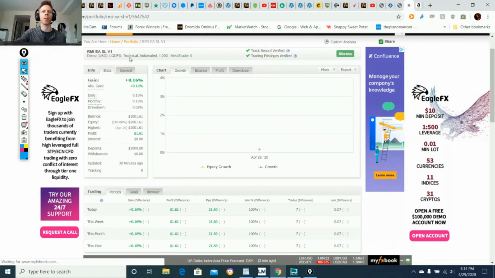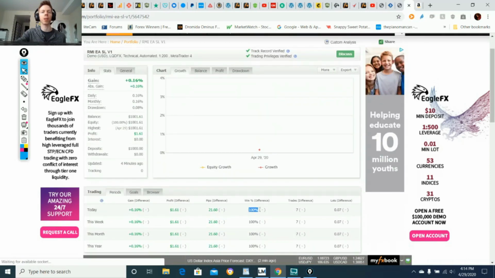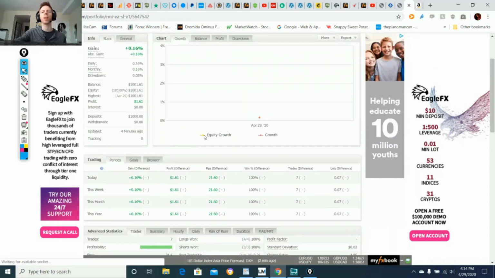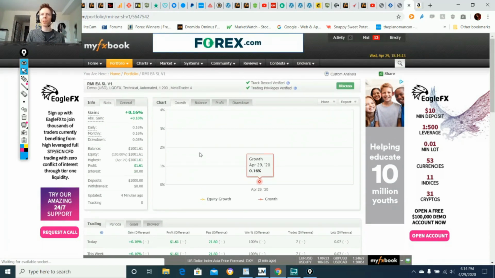I'm going to update it just to see if there's any more. Okay, so yeah, 7 trades. And they've all been profit, so 100% profit so far. And this is a typical day where you can expect anywhere from 5 to 10 trades every single day using this stop loss version of the EA. And this will release sometime next week, so keep an eye out for that.